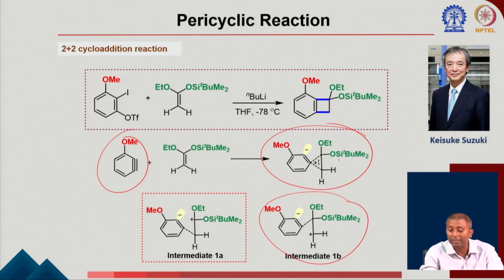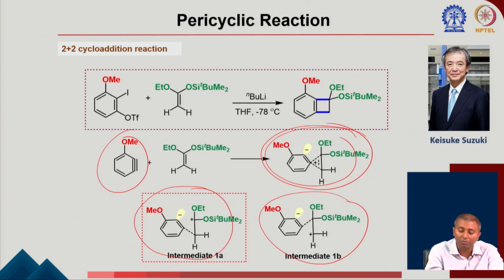You can think about that this intermediate can be written in two different ways. You can write a positive charge. So of course this negative charge will be in the ortho position, that is confirmed. Now the question: you can write an intermediate where there will be a positive charge in this position. That means what I was trying to show you, that it is going to attack.